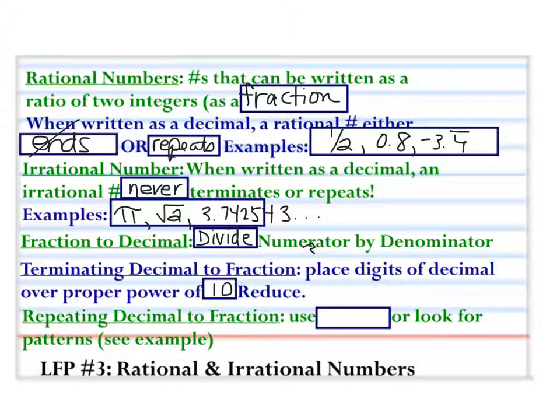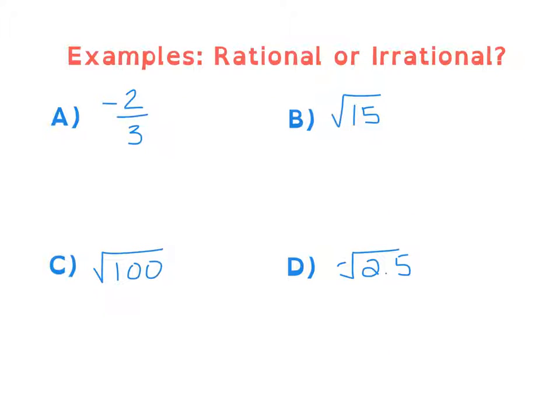Repeating decimal to a fraction, we're going to learn how to use algebra. We're also going to practice looking for patterns a little bit today. So here are our goals. We're first going to look at 4 examples and just identify whether they are rational or irrational numbers. So I like to just go down to their decimal form often, or first just check to see if they're a fraction. So -2/3, that is a rational number because it is a fraction.